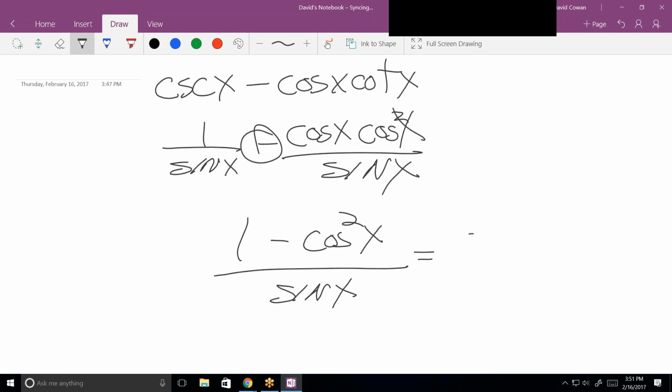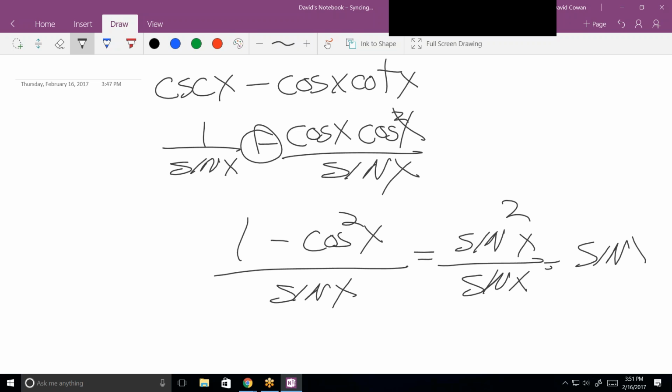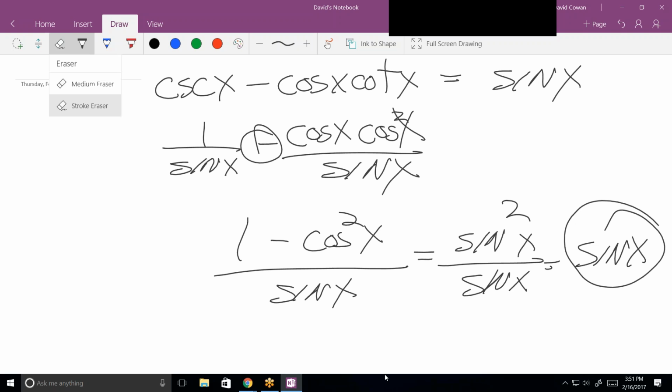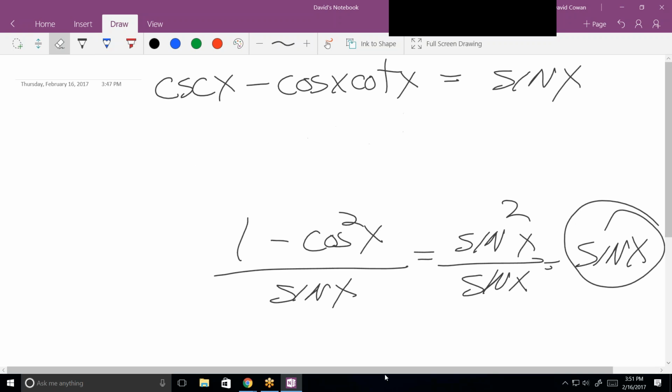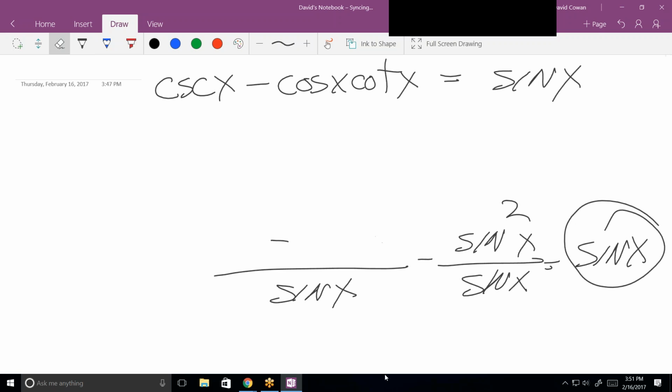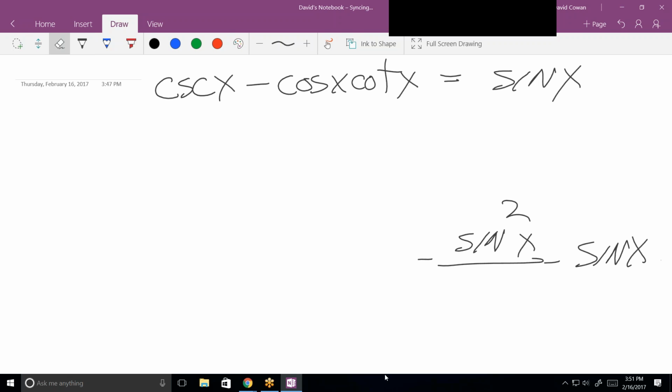Sine squared x. Bottom is sine x. So the whole thing becomes sine x. That's your answer. And if this would have been an identity, that's what would have been on the right side. It would have been like that. And then they would have merely said, prove the left side is equal to the right side. And I would have still taken the exact same tactic, but I would have been more certain of it.